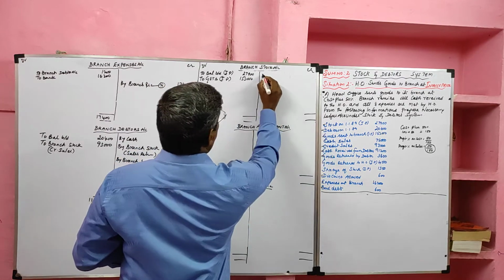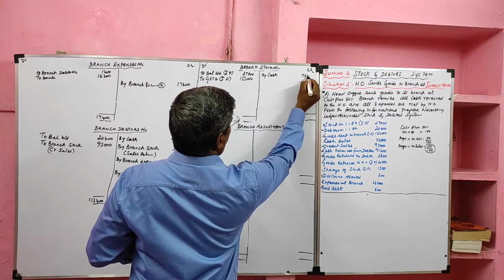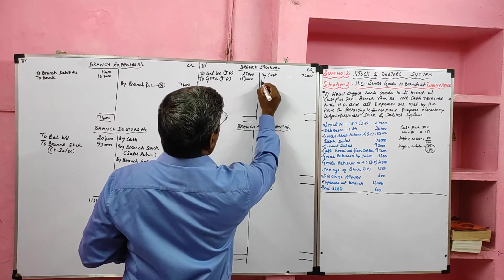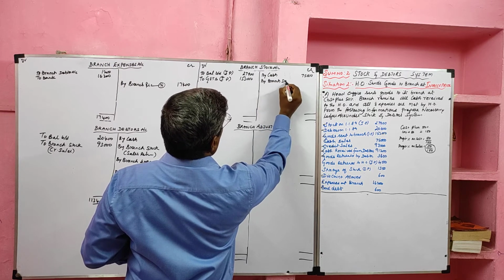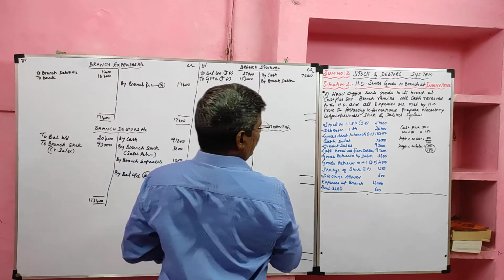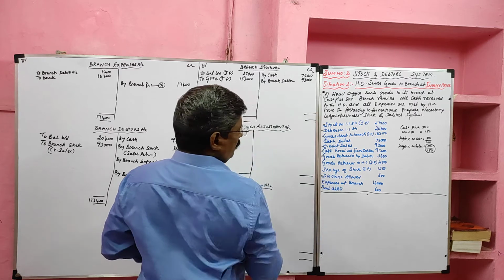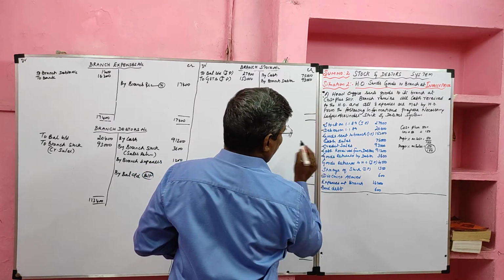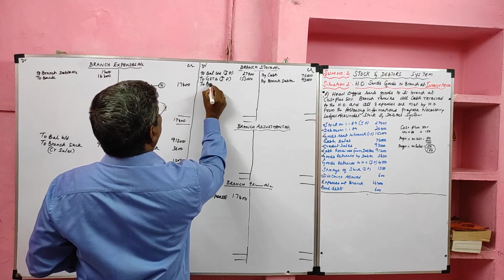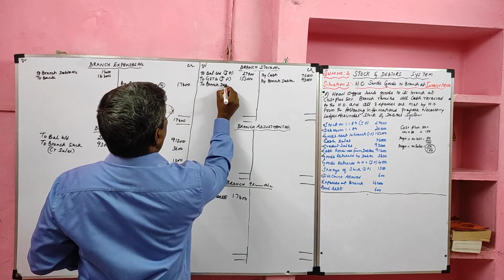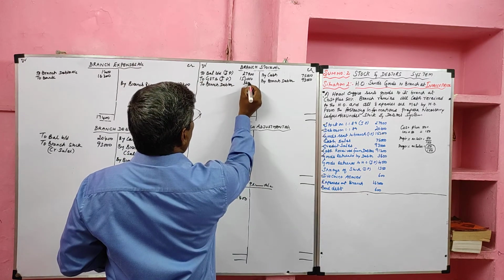Then cash sales are credited in the stock account by cash, value 75,000. Then credit sales are recorded on the credit side of the branch stock account as branch debtor, value 93,000. Cash received from debtor will not come. Goods returned by debtor will be debited as branch debtor account, value 3,600.